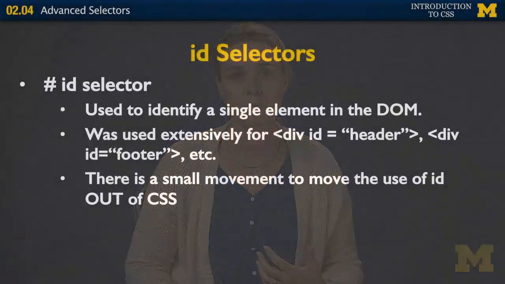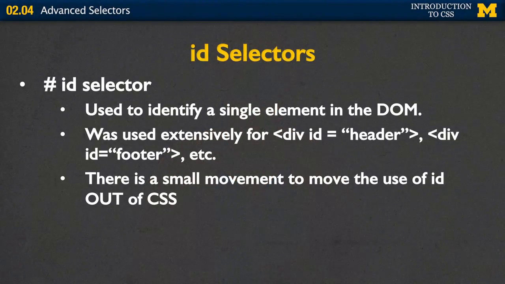Then in your style sheet, using the pound symbol, you can identify which ones that you want to style. So right now, there's a small movement, but it's growing a little bit, to move out of the use of ID from CSS. They're saying there's really no point in using that because a lot of people really just use this ID for JavaScript and things like that. But again, this is something you're going to be seeing a lot, so I want to introduce you to it.